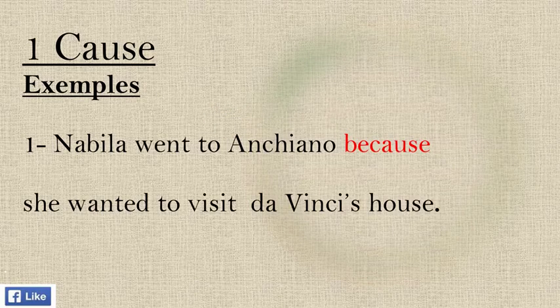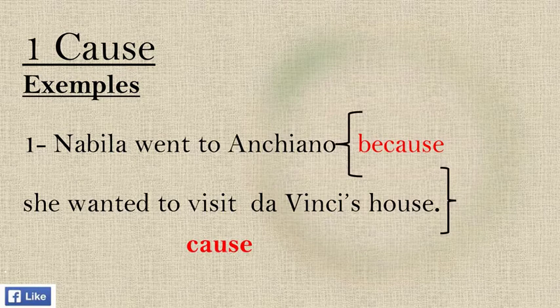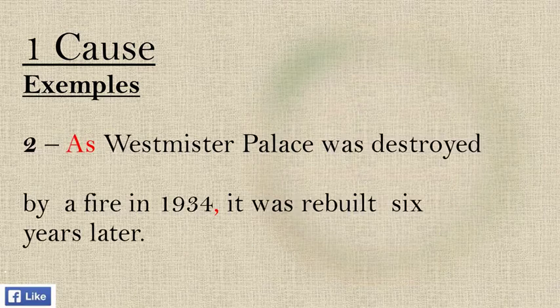Example 1. Nabila went to Anciano because she wanted to visit Da Vinci's house. هنا عندنا Nabila went to Anciano. This is the effect. Why? وعلاش راحت? Because she wanted to visit Da Vinci's house. This is the cause. عبرنا على الcause باستعمال the connector because. جاني في وسط الجملة. نروح الآن إلى المثال الثاني.